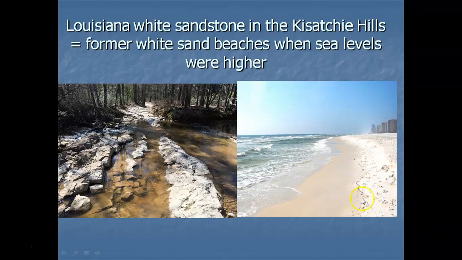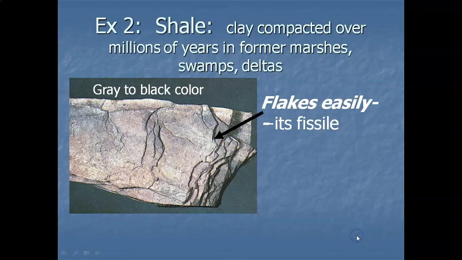And so kind of think about the beaches that we have today along the Gulf Coast, the beautiful white sugar sand beaches. Well, 65 million years ago, they were far inland in central Louisiana, and today we've got the former beaches, the beautiful white sandstone. So that's kind of neat if you ever make it up to the Kisatchie Hills in central Louisiana.